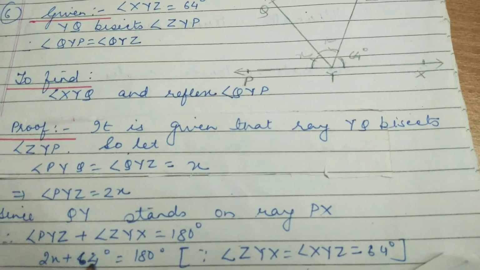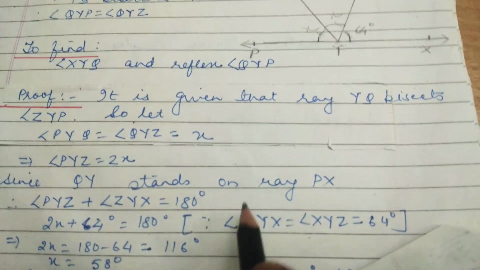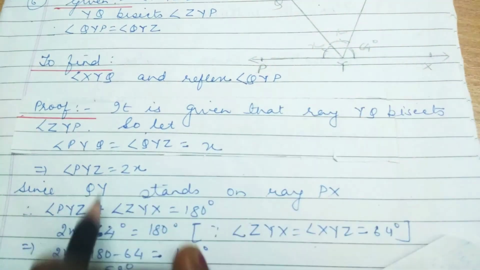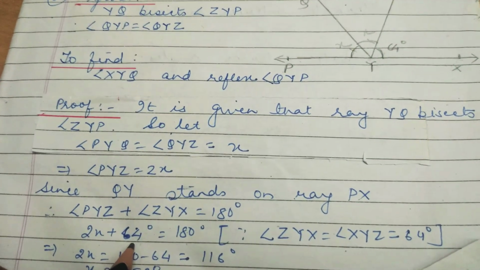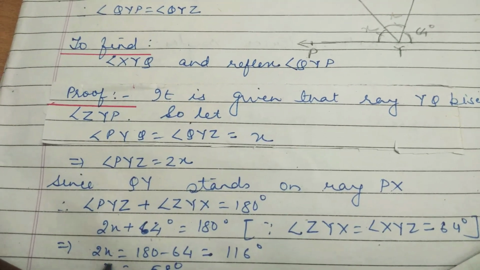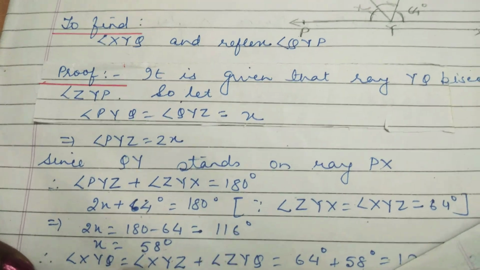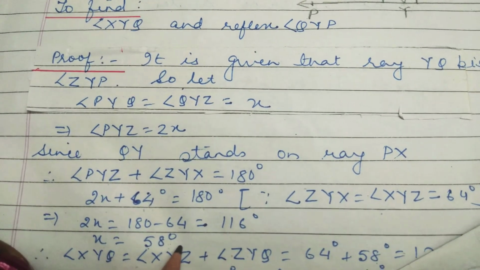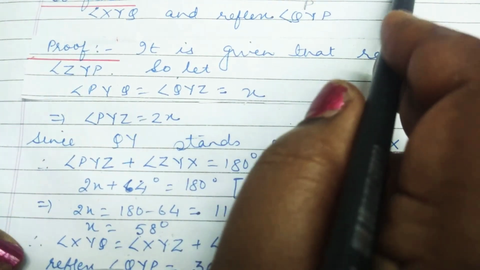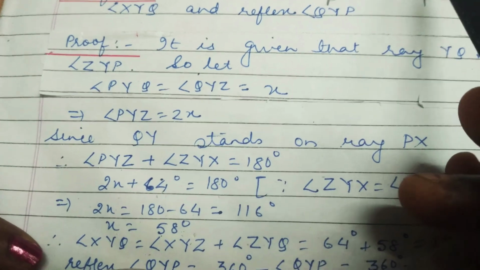So, 2x plus 64 equals 180 degrees. Now, what is ZYX given? 64. So in place of ZYX, we have put angle ZYX equals 64. Now, 2x equals 180 minus 64, that is 116 degrees. Or when you solve it, you will get x equals 58 degrees. So, this angle is equal to 58 degrees.